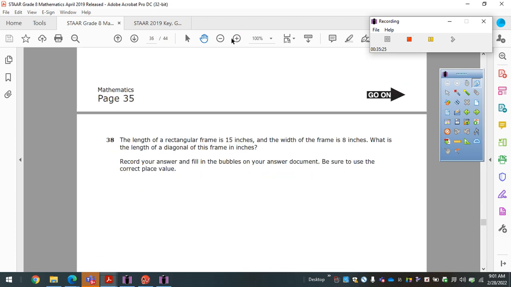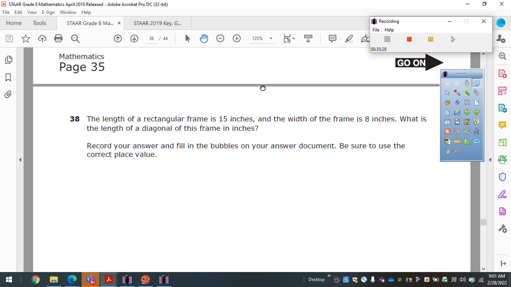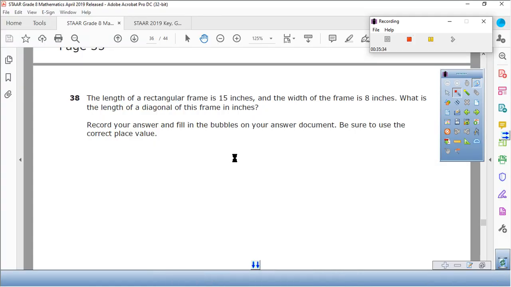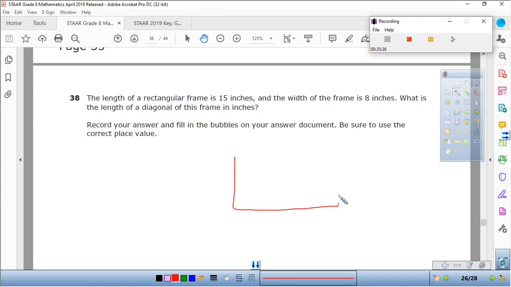Okay, next one. Maggie, help me out. Yes. This one's a rectangular frame. Okay, so what should I automatically be thinking? A rectangle. What do I know about rectangles? Anybody know anything about rectangles? There's right angles here in the corners. Right angles. Frame, 15 inches. So I'm going to go with 15 inches here and then 8 inches here.